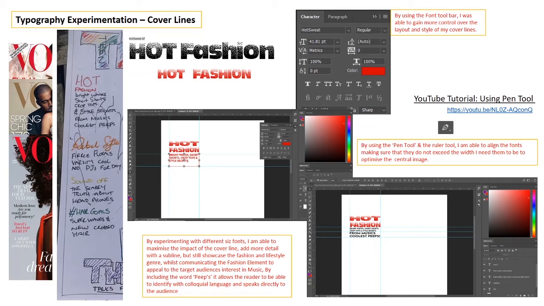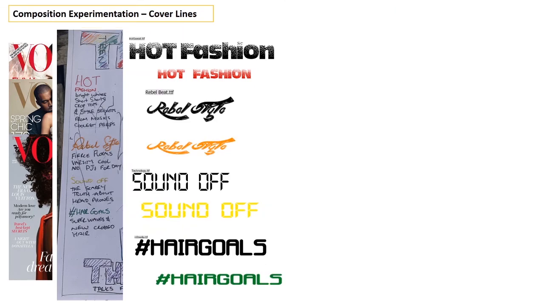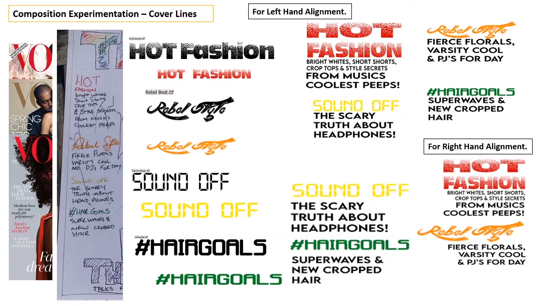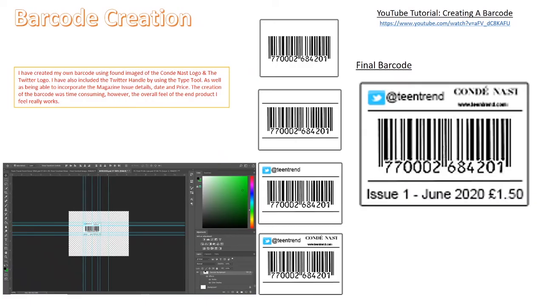So essentially, by the end of this, you should have headlines for all of your cover lines, and I've got some that I can use for the alignment left, so some that go to the left hand side and then some that go to the right hand side. It's important when you think about your cover lines and your central image that you are able to place them around it so you're not detracting from the impact of your central image.